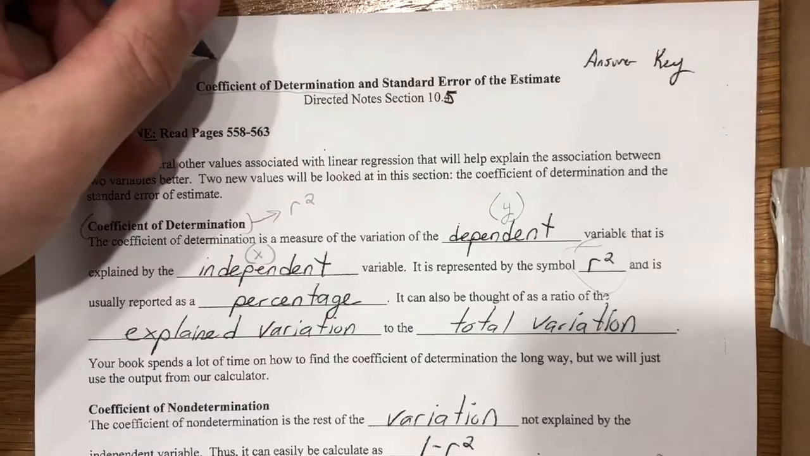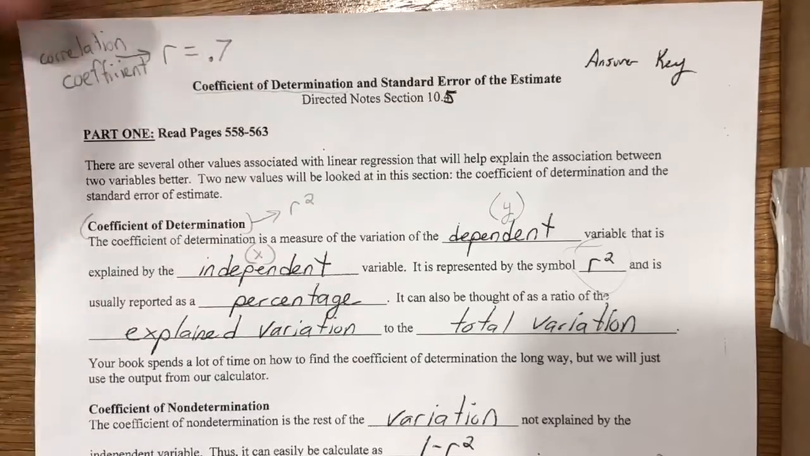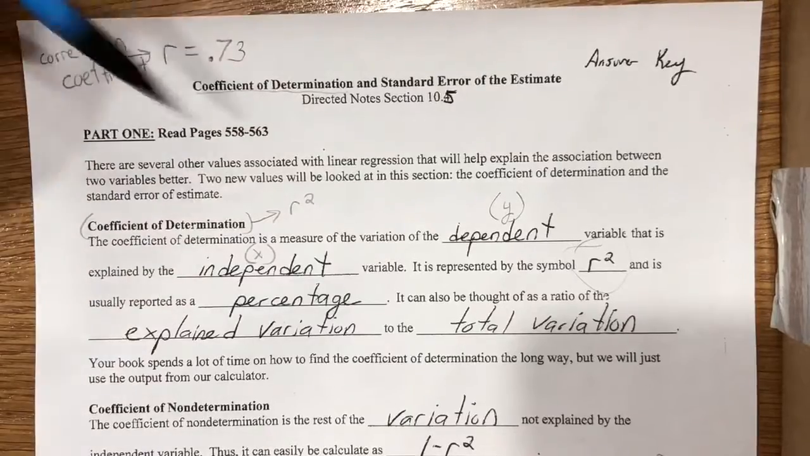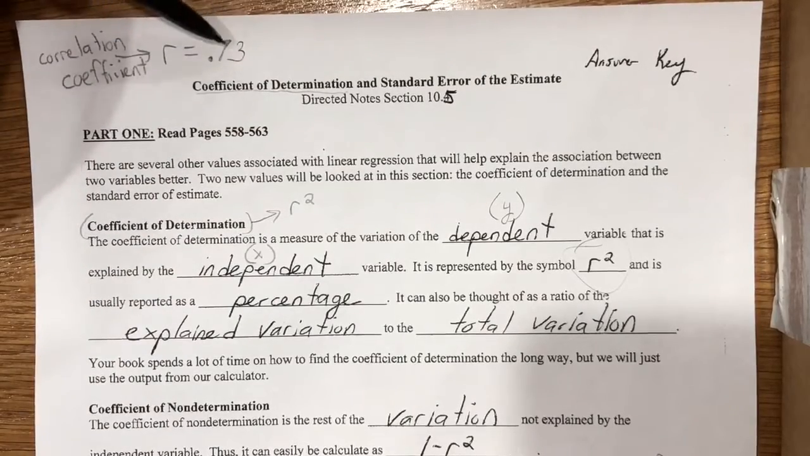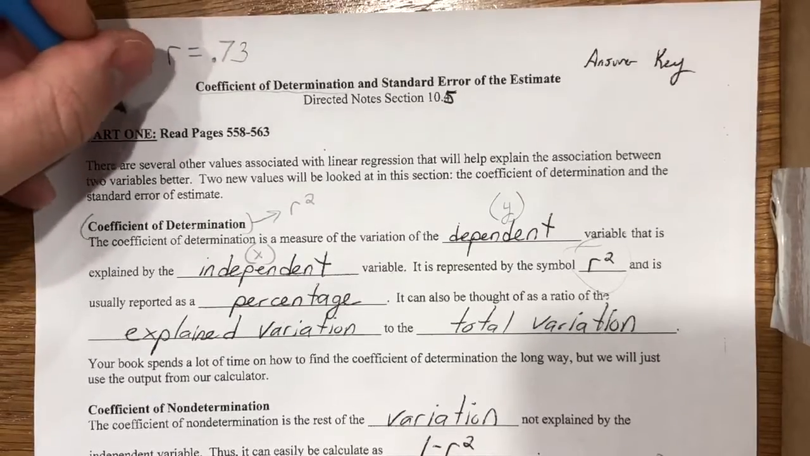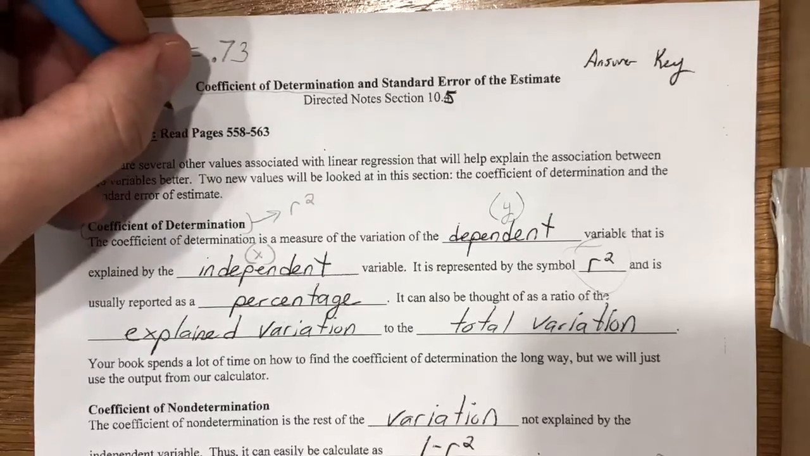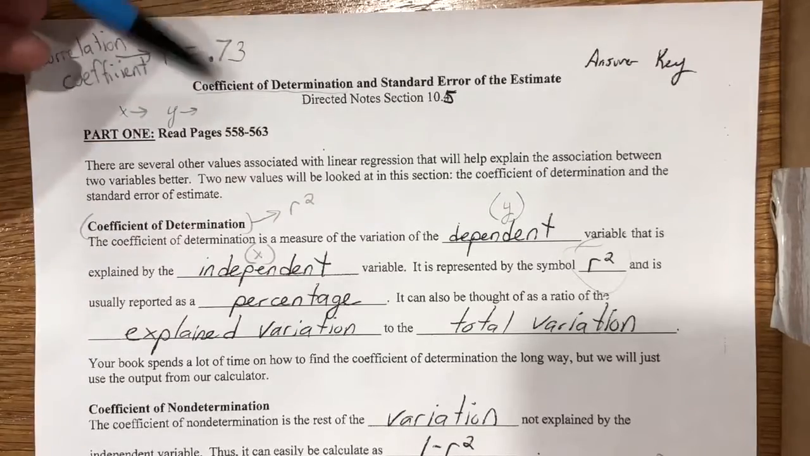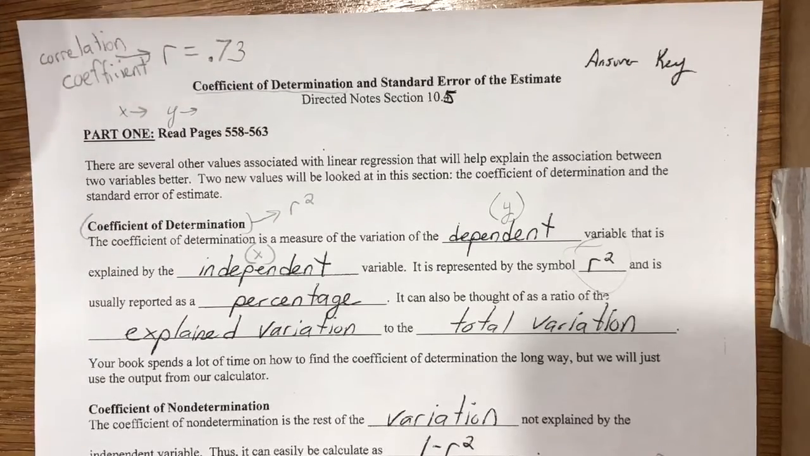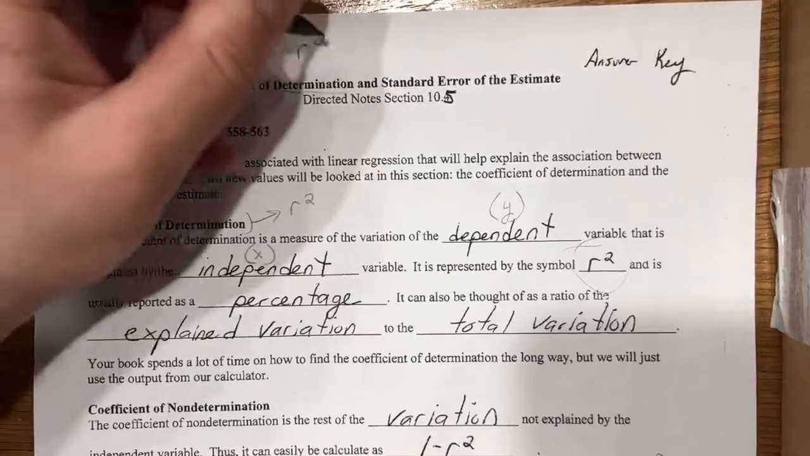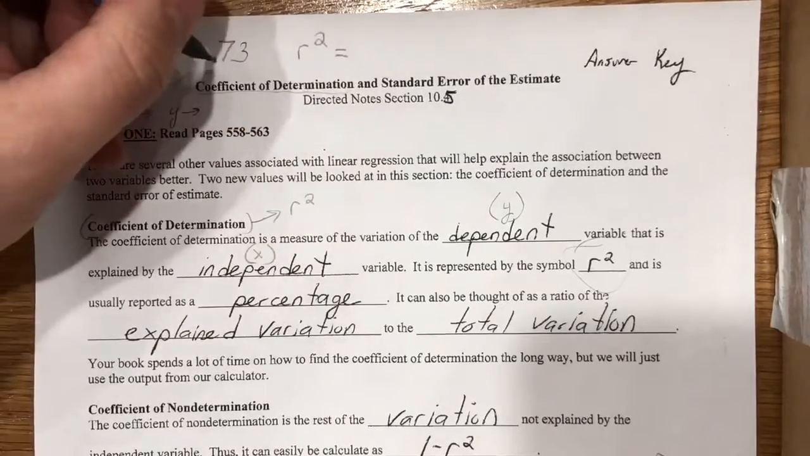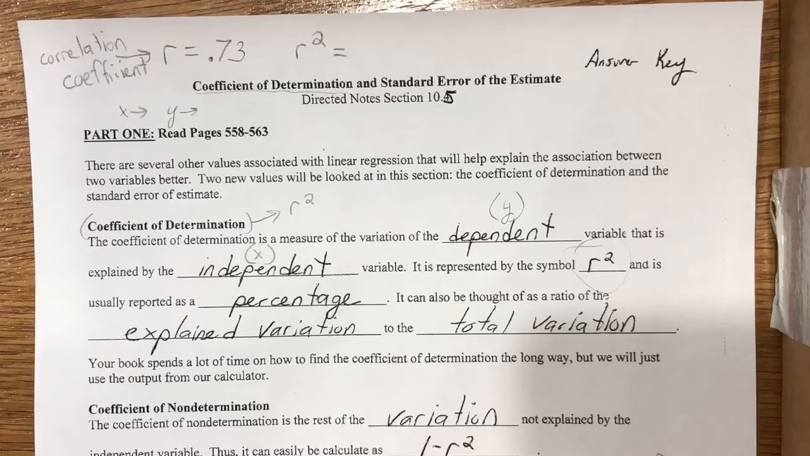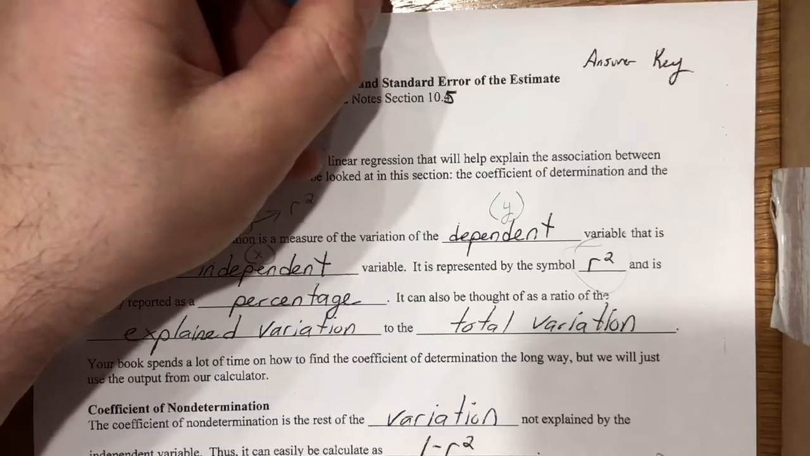So let's say we had an R value of 0.73. So this is a pretty good positive relationship, which basically is telling us that as X goes up or increases, Y also goes up and increases. That's what a positive linear relationship means. So now for R squared, you're really just going to take the 0.73 and square it, which you can do on your calculator, which I'm doing right now. This comes out to 0.53.